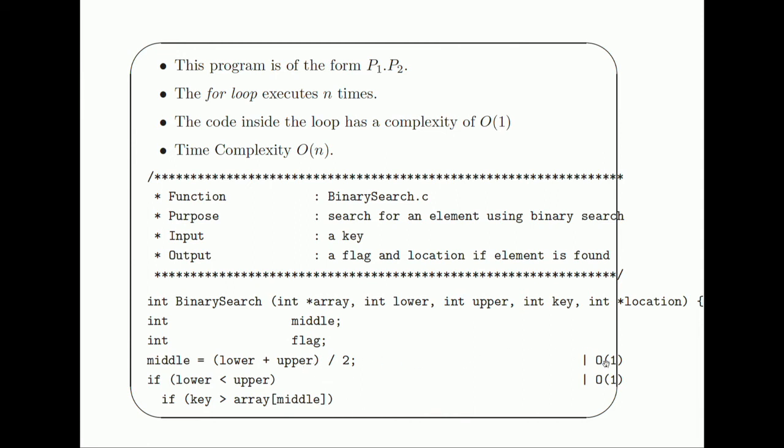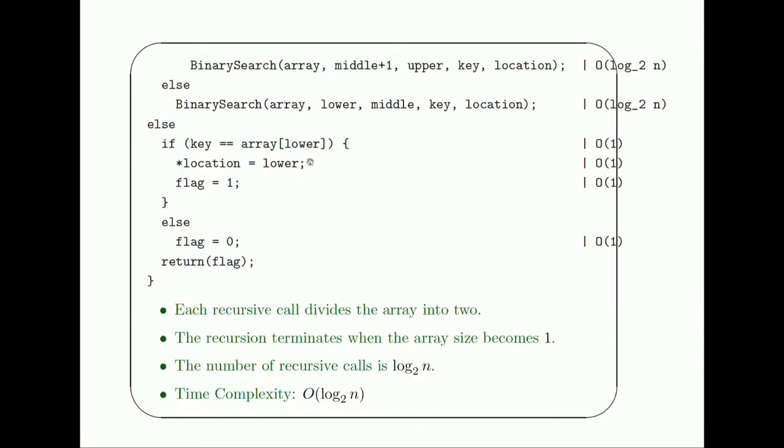So, here again remember how we did complexity analysis. Order 1 here, comparison is order 1. If the key is greater than the middle element, then we are doing binary search, this is going to take order log n time, and here this again is going to take order log n time. If the key equals the middle, then I am just returning back the location and so on and so forth.